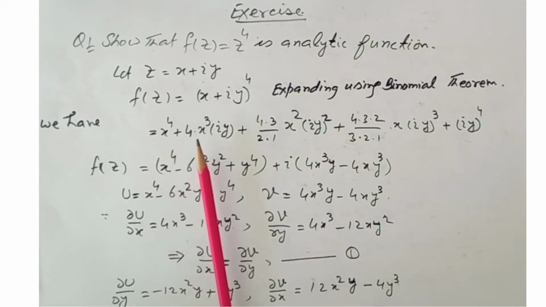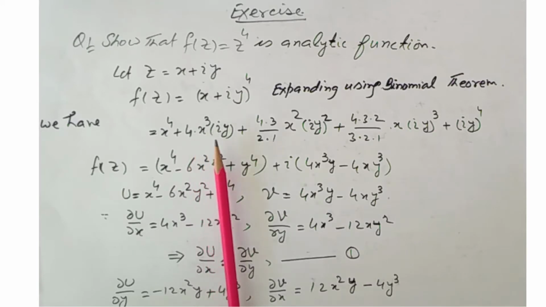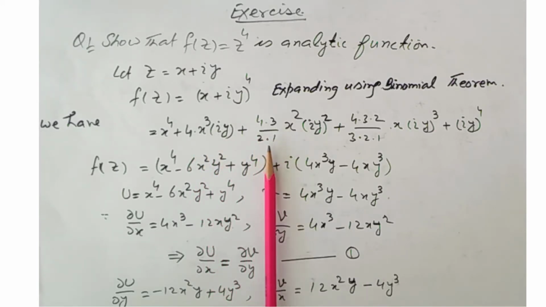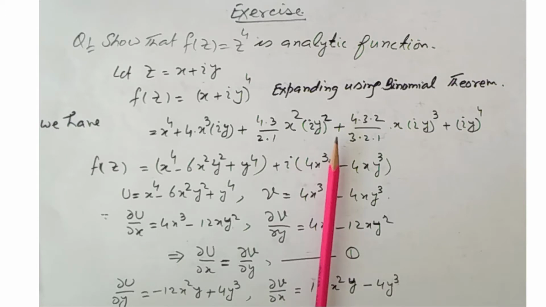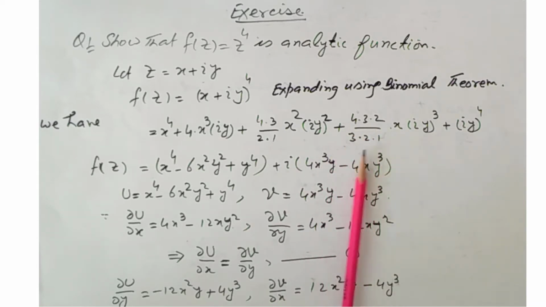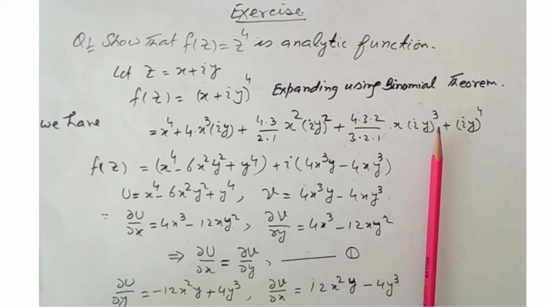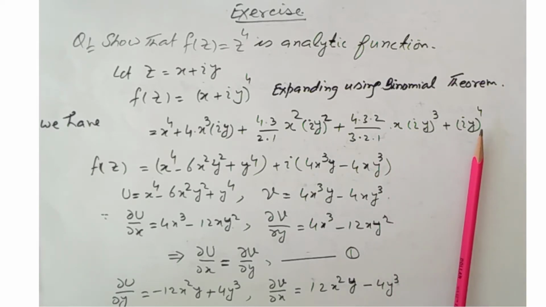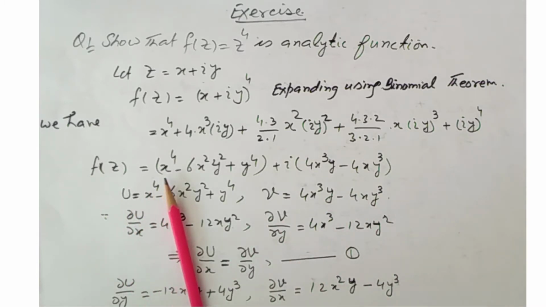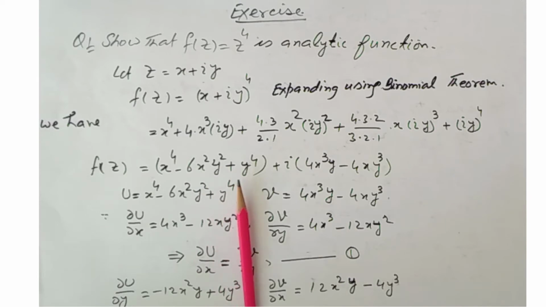x^4, then 4x^3 iy, 4 into 3 over 2 into 1, x^2 (iy)^2, plus 4 into 3 into 2 over 3 into 2 into 1, x (iy)^3 plus (iy)^4. By simplification, it becomes x^4 minus 6x^2y^2 plus y^4 plus i into (4x^3y minus 4xy^3). This is the real part of the complex number and this is the imaginary part.